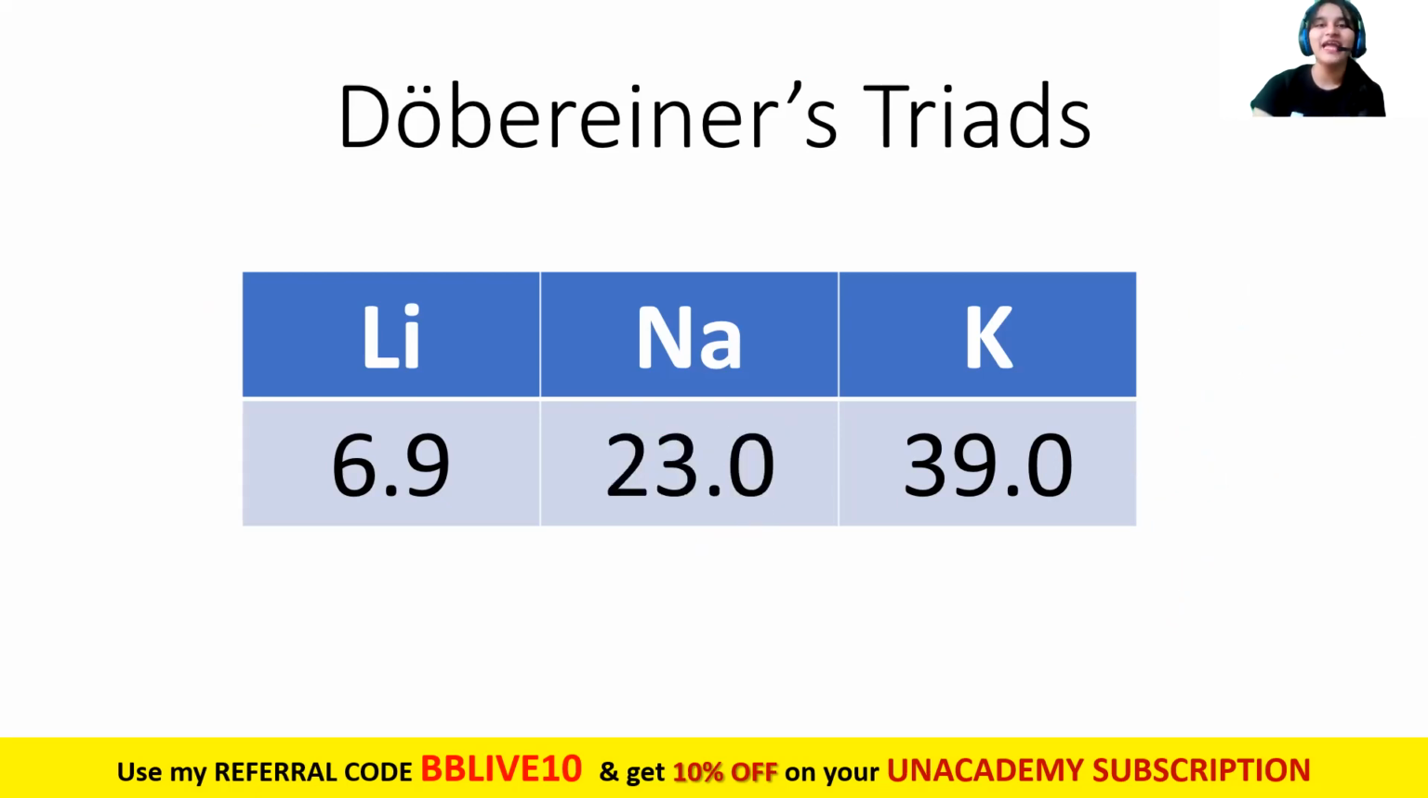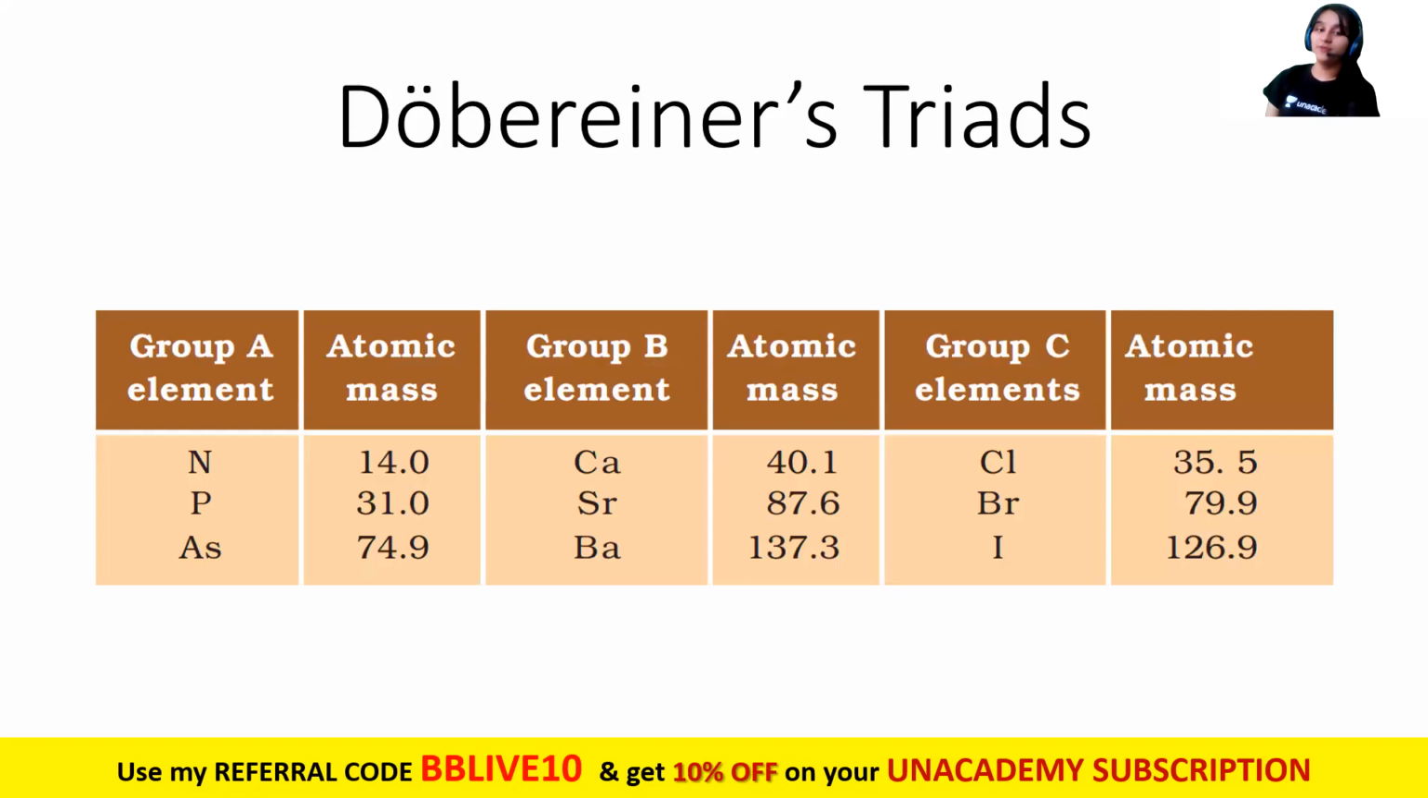Let's find out. We got the answer as 22.95. But look at the miracle. The correct answer is 23, which is not very far from the answer that we got. Right? So what does it say? That yes, Döbereiner's triads were a success. So the mass of the middle element is the atomic mass average of the first and the last element. And this is the beauty of Döbereiner's triads. So these are some examples of Döbereiner's triads.